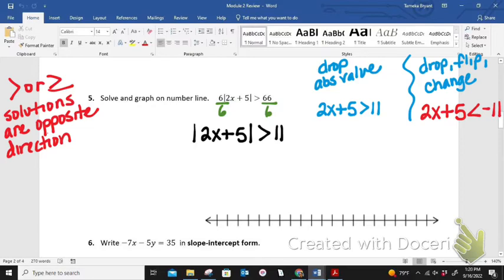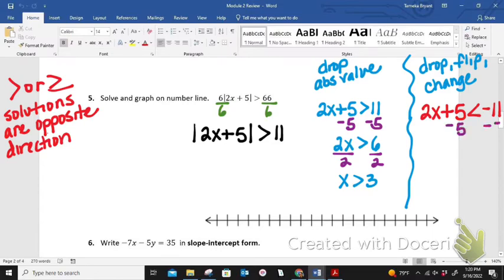So when you subtract the 5, so if I subtract 5, then that'll give me 2x is greater than 11 minus 5, which is 6. And then divide by 2. So x is greater than 3. So we'll graph that in a second. And now for the second one, same two steps, subtract the 5. 2x is less than negative 16. Divide by 2. X is less than negative 8.